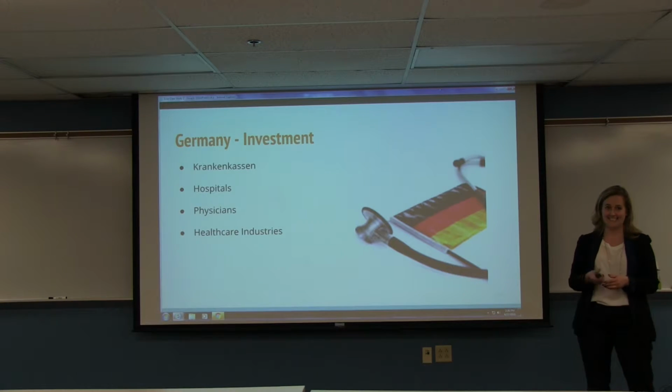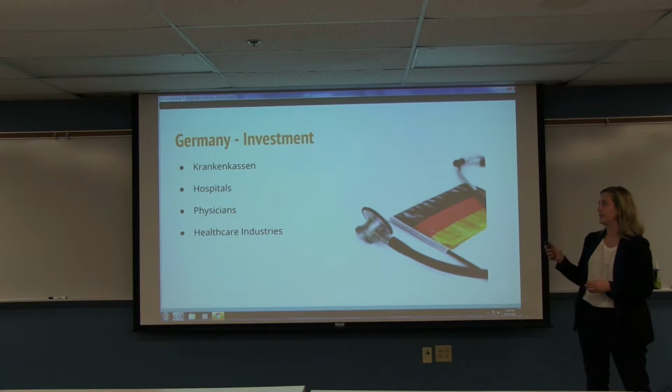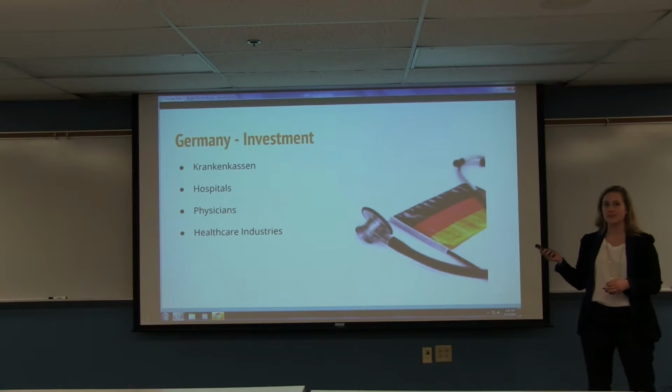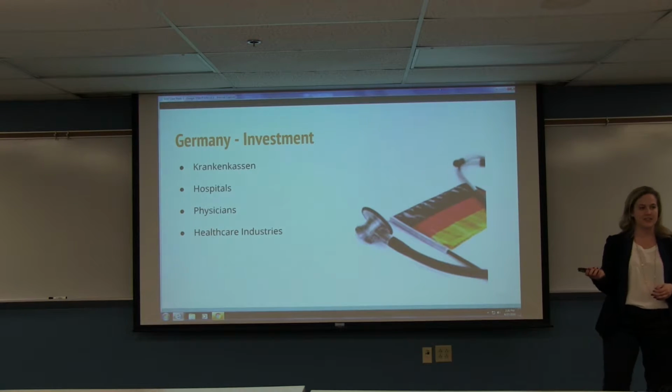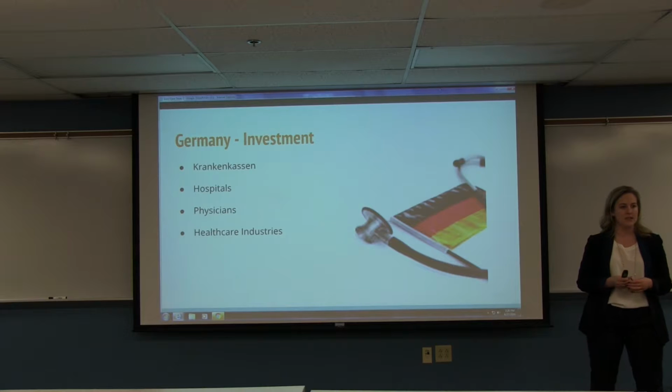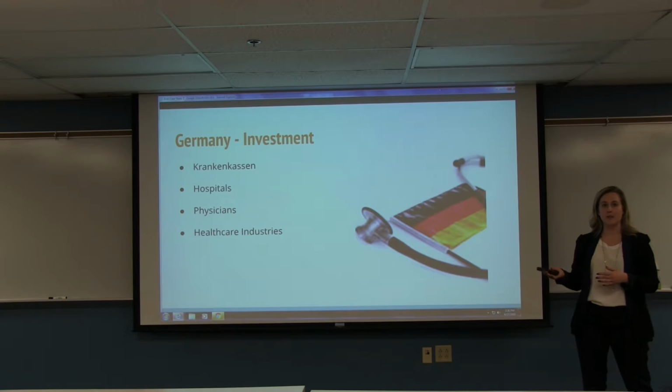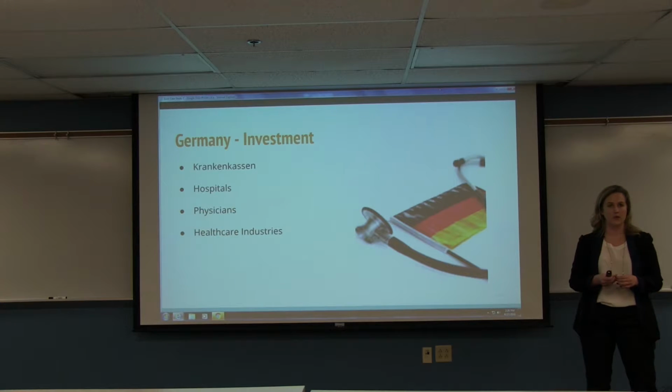Some of the components contributing to Germany making their healthcare an investment include the Krankenkassen, hospitals, physicians, and the healthcare industry. The Krankenkassen is a central risk compensation scheme which distributes money among insurance plans so that they balance out based off different patient populations. They also require that private funds offer low-cost plans for those that can't afford a normal private fund.